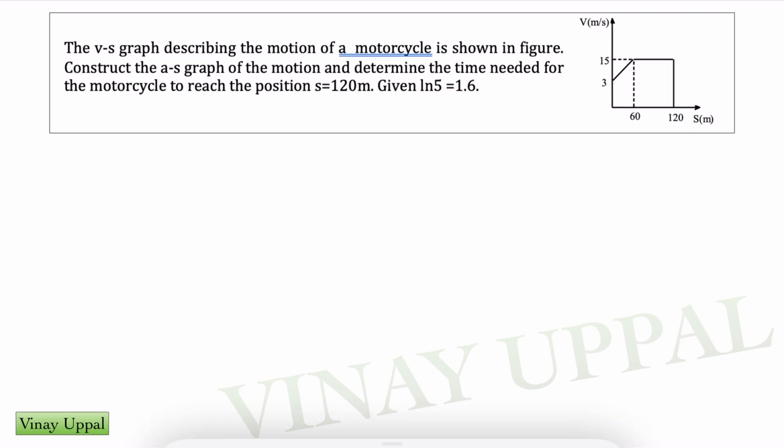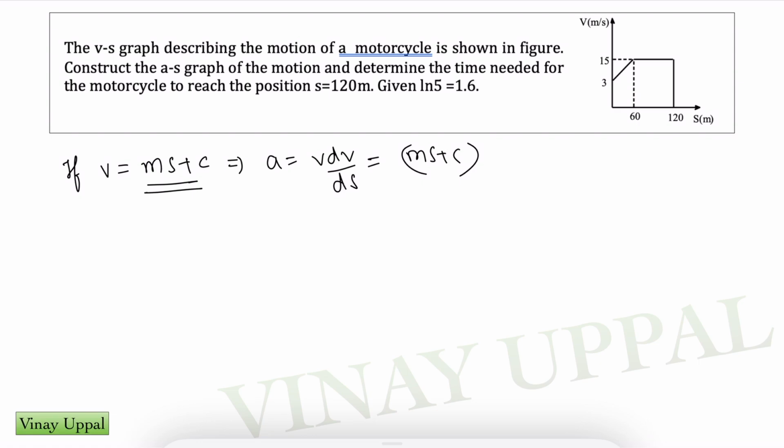The first thing we should know is that if velocity versus displacement is a straight line, v equals ms plus c, where m is the slope and c is the y-intercept, then acceleration can be written as v dv by ds. v is ms plus c, times the derivative of velocity, which is m, the slope. So this will simply be m squared s plus cm. It's a very nice relation: if velocity is a linear function of displacement, acceleration is also a linear function of displacement, and the acceleration versus displacement graph will always have a positive slope.